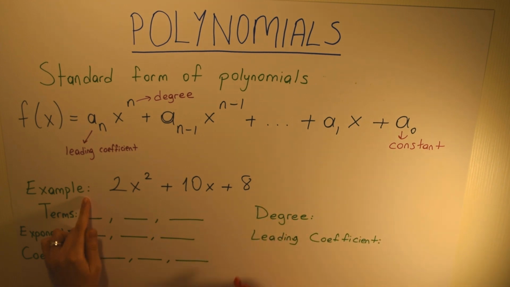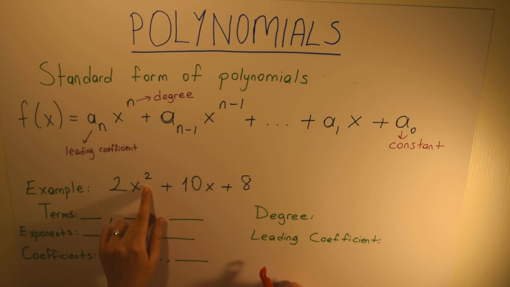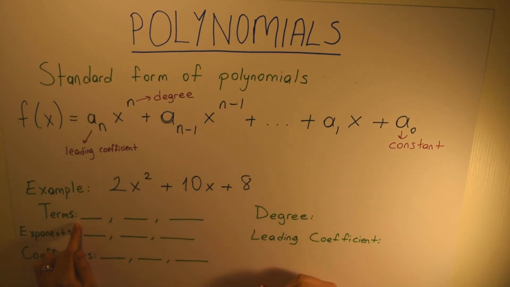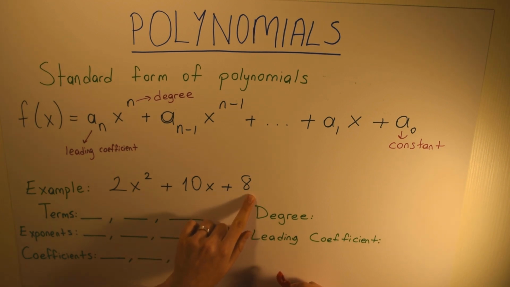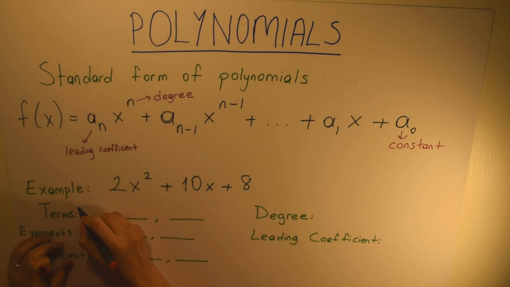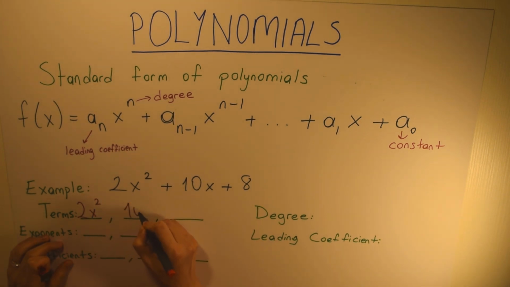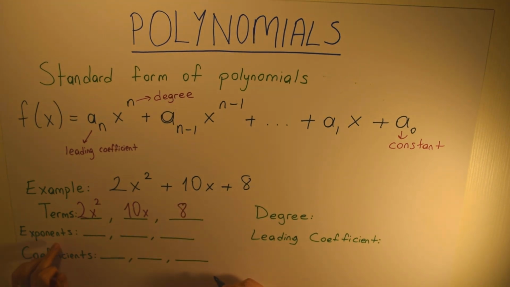Let's look at this example and we will understand better. So we have here 2x to the power of 2 plus 10x plus 8. Okay. Our terms. What are our terms? So terms are 2x to the power of 2, 10x, and 8, right? Because what was the term? Term is each part of this polynomial. So let's write them down. We have 2x to the power of 2, we have 10x, and we have here 8, okay?